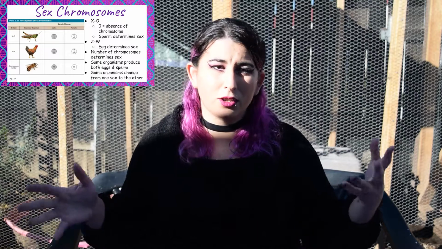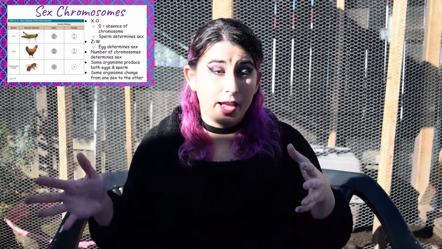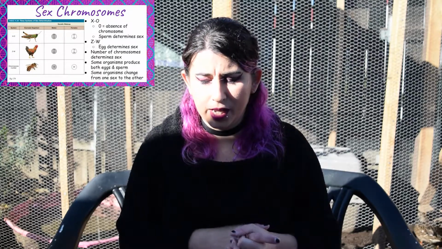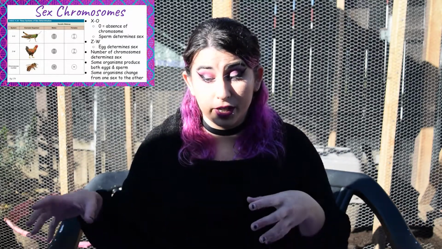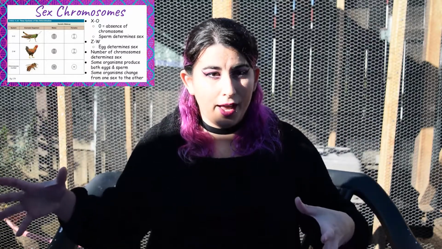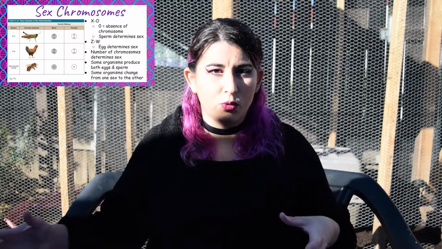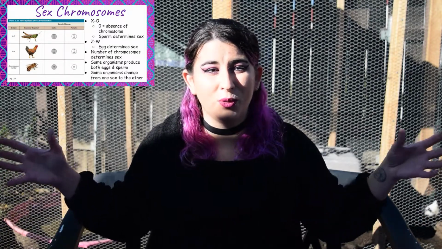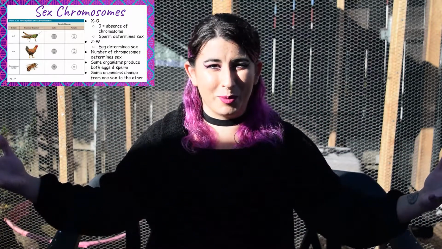And then things like the fruit flies we've been talking about, while they are on the X and Y determination system, it is important to note that if you do get into upper level biology or genetics, they're not as simple as an X and a Y, because they can have multiple copies of the sex chromosomes, because life is messy and we don't understand everything.